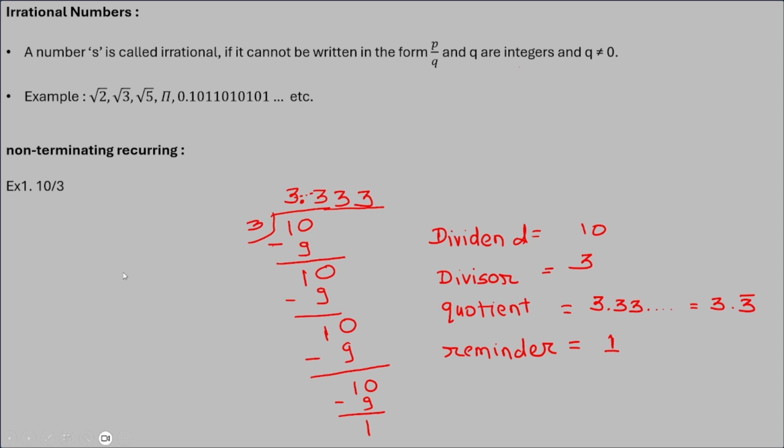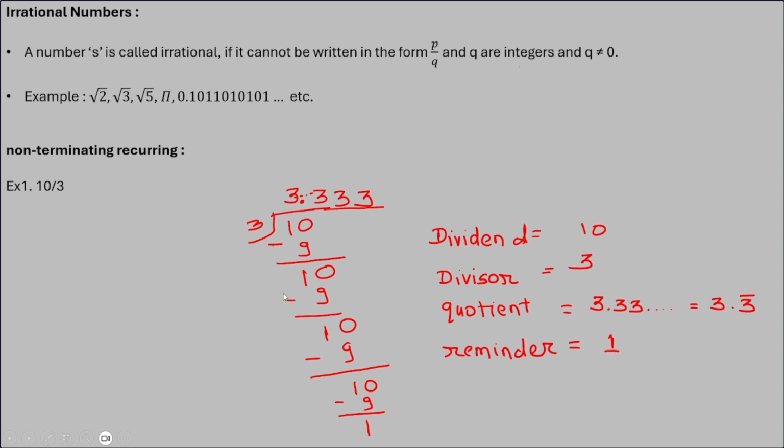Now going forward, I just want to give you one simple example of how you can write a recurring number, or how you can find a recurring number from a division. So if you do 10 divided by 3, where 10 is your dividend, 3 is your divisor, and the quotient and remainder we are going to see. Once you do 10 divided by 3, first you multiply with 3 and you get 9, and then you subtract 9 from 10. The remainder will be 1.